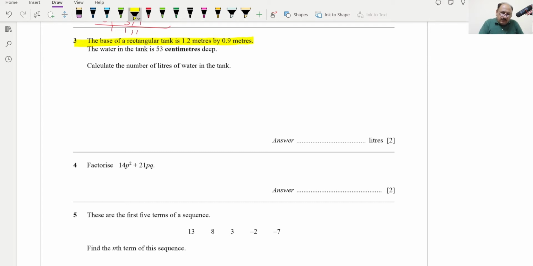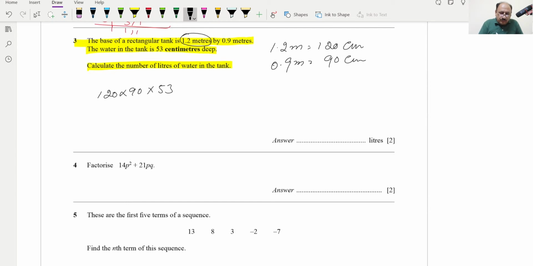Then question number 3. The base of a rectangular tank is 1.2 meters by 0.9 meters. The water in the tank is 53 centimeters deep. Calculate the number of liters of water in the tank. So 1.2 meters we can convert into centimeters. 1.2 meters is equal to 120 centimeters, and then 0.9 meter will be equal to 90 centimeters, and we will multiply 120 by 90 by 53.